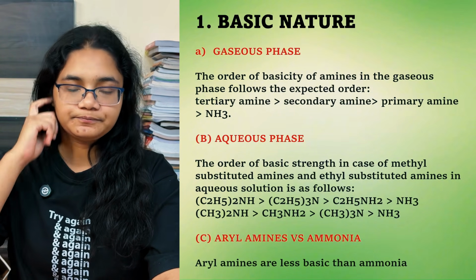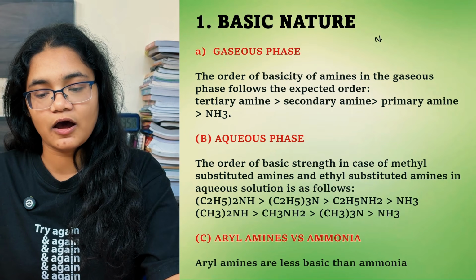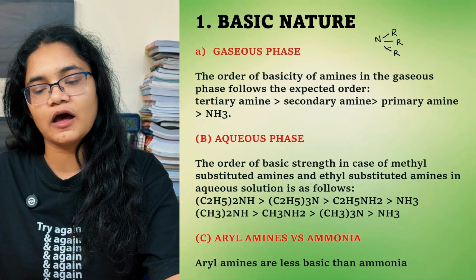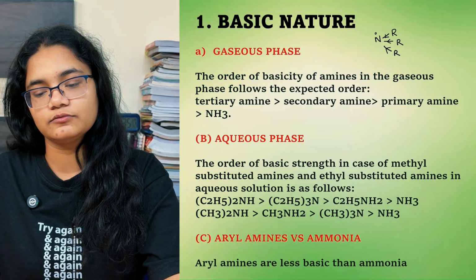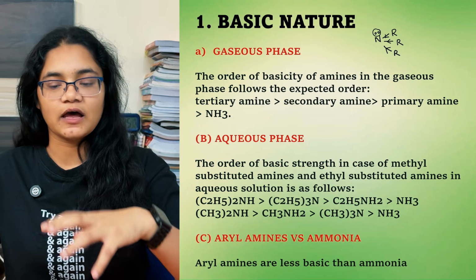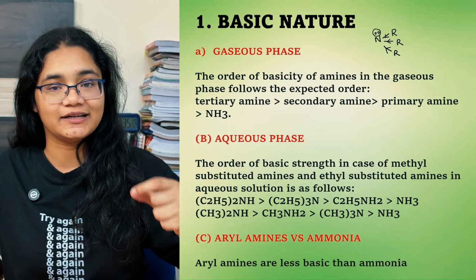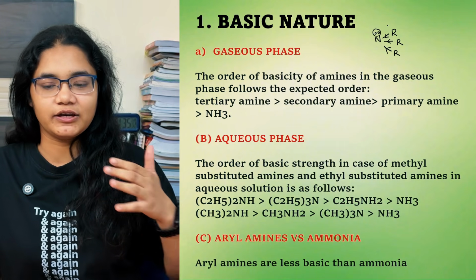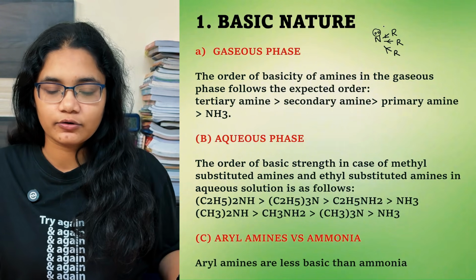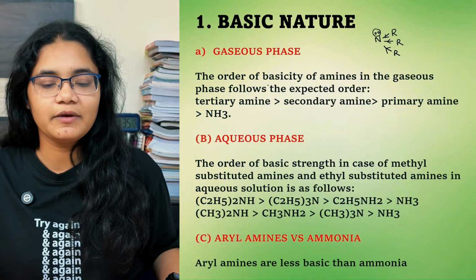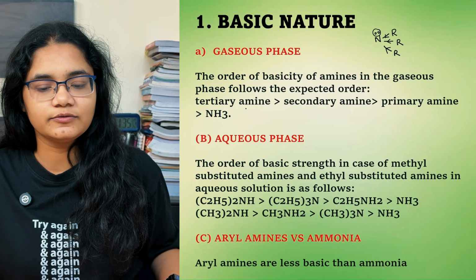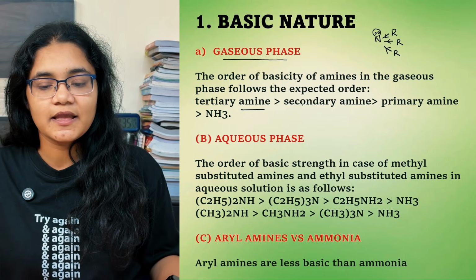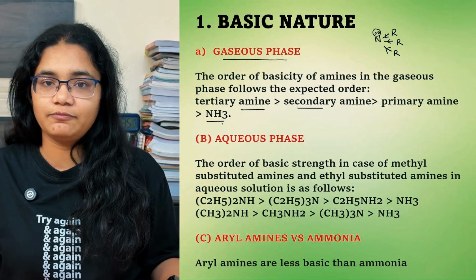Okay. Next, first let's talk about the gaseous phase. So if you see, when you have an NR group, these R groups can donate electrons. Now when these R groups donate electrons, the electron density on the nitrogen increases. If the electron density on the nitrogen increases, it can easily donate the electrons. On the basis of that concept, tertiary amines will have 3 R groups, so their basicity is highest. Now please remember, this is in the gaseous phase. Then we have secondary amine, and then we have primary amine.